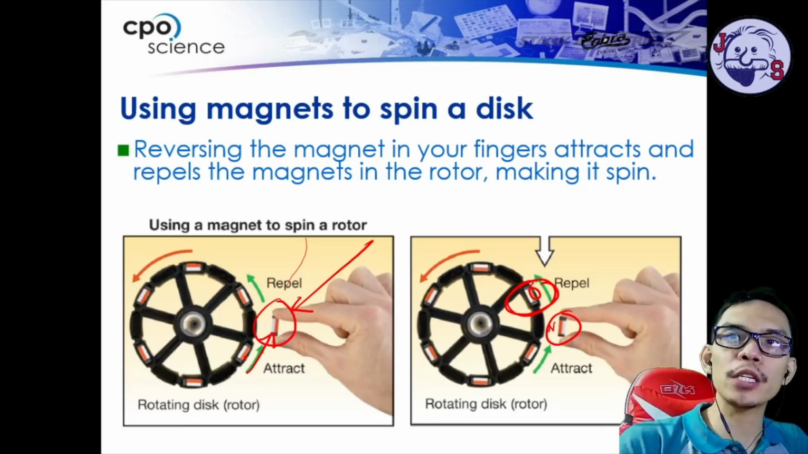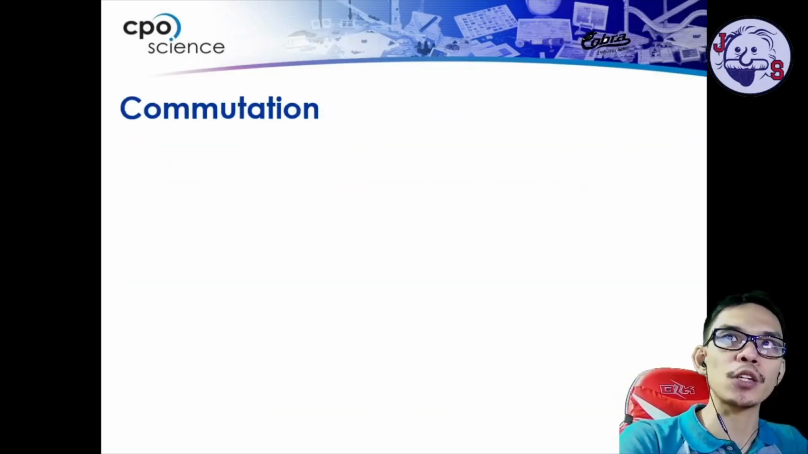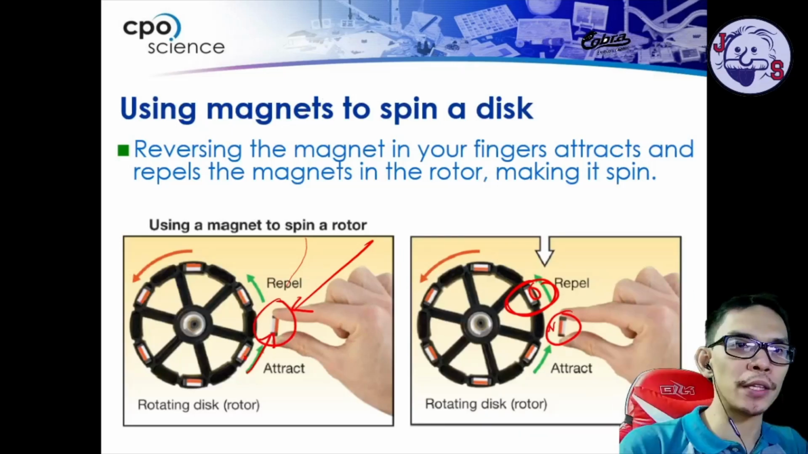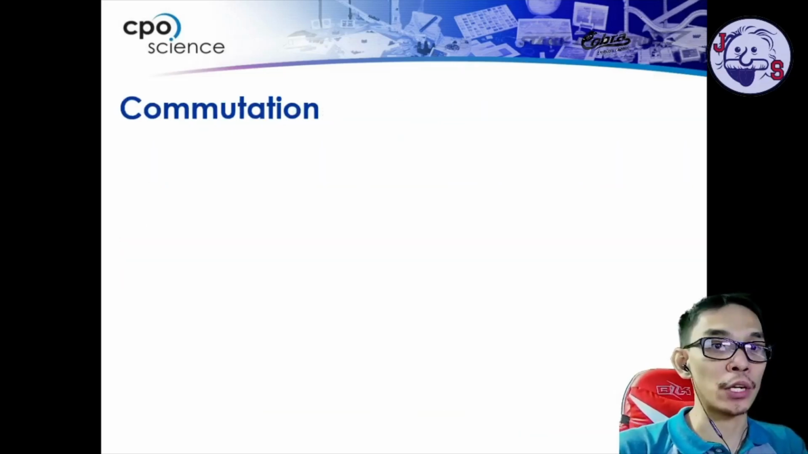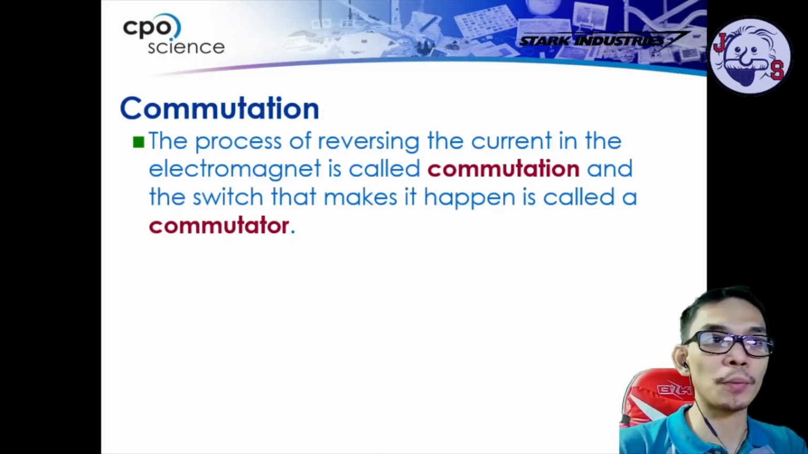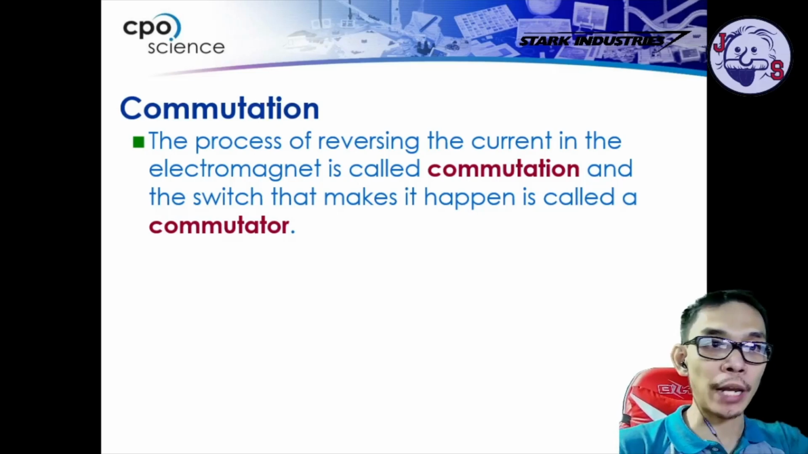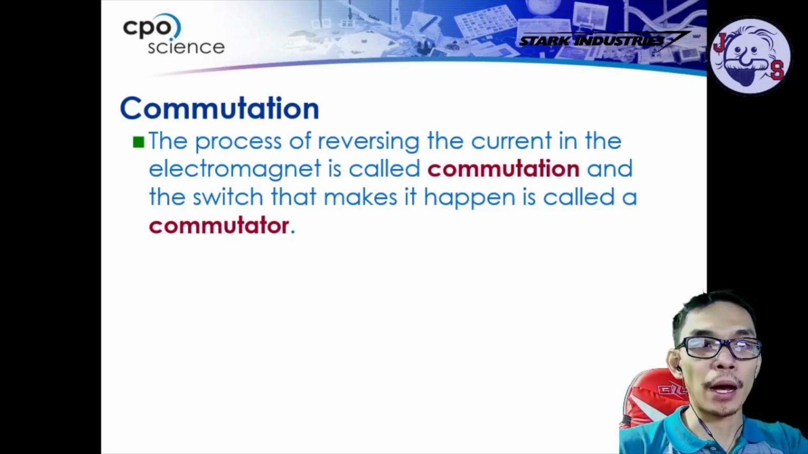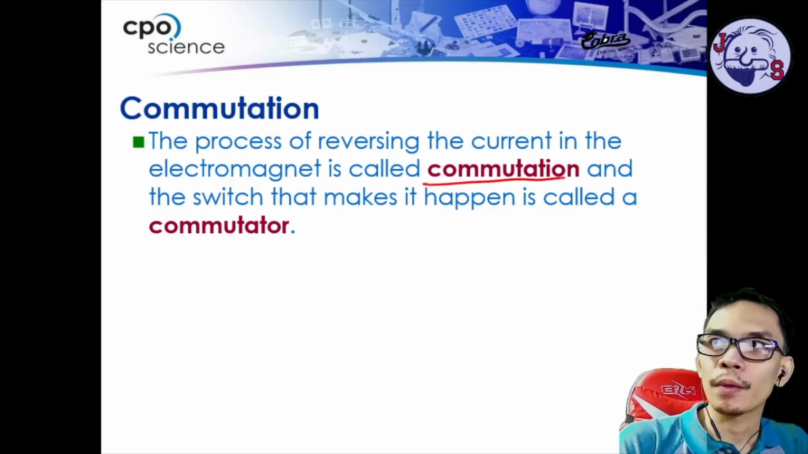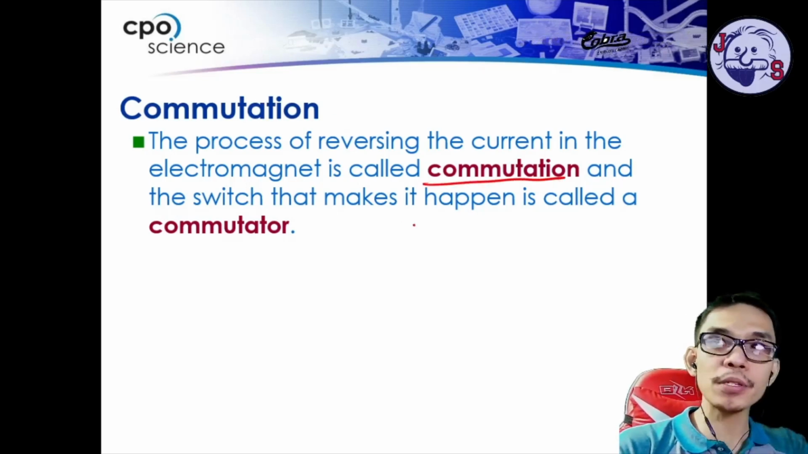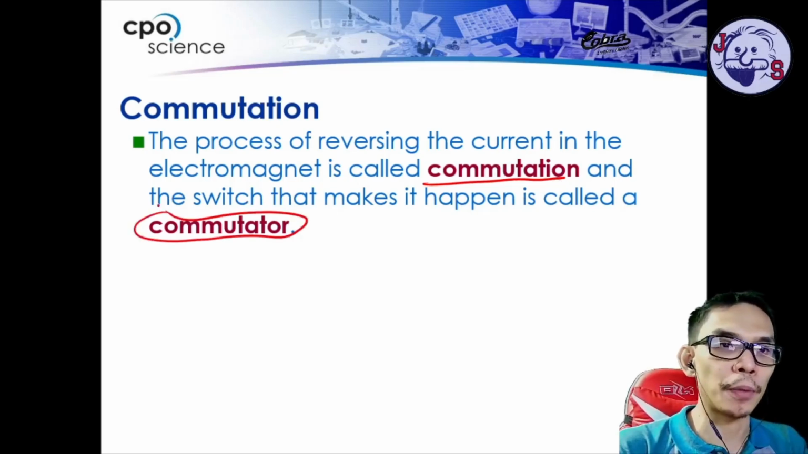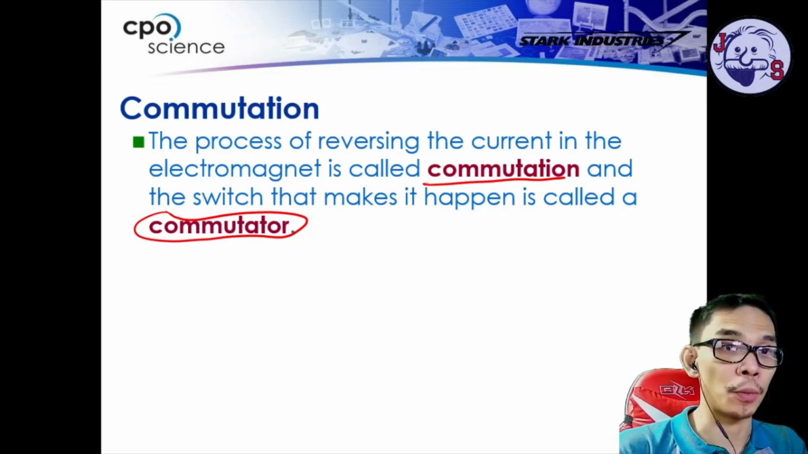So, what do you call this particular process? This process of reversing the magnet in order to rotate the disc is called commutation. Commutation is the reversing of the current in the electromagnet, changing its polarity at the end of the day. And the part that performs this commutation is called the commutator.